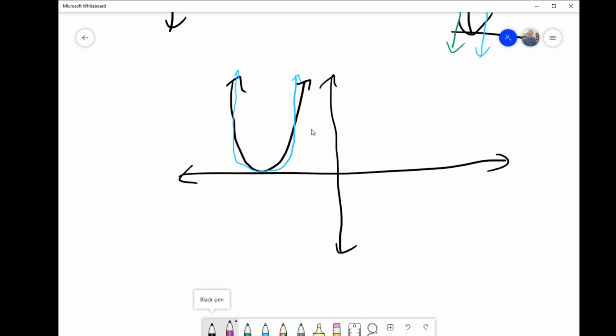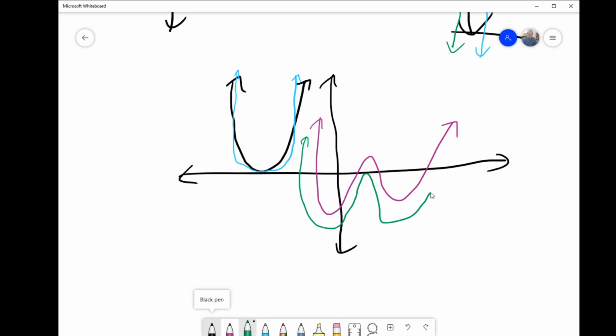It can, of course, have other appearances. It could go through the axis 4 times with 4 different roots. It could be like this, but shifted just a little bit down. So it comes down, touches, and then goes up the other way.